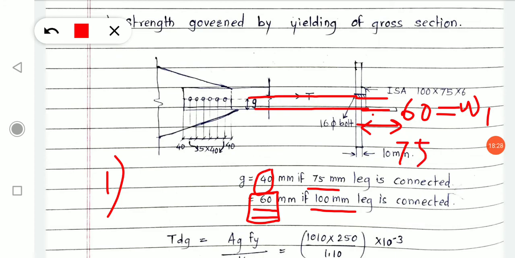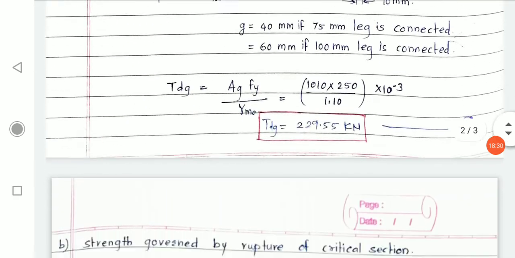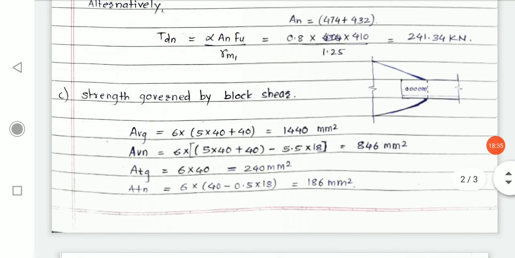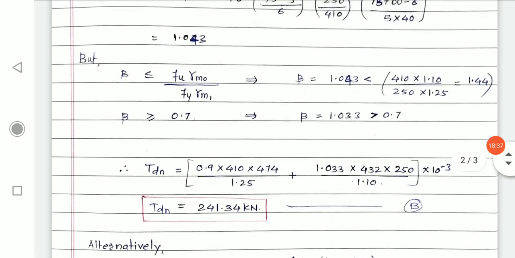So let's go to the part where we were discussing this concept.